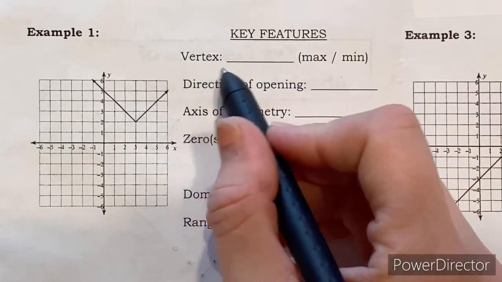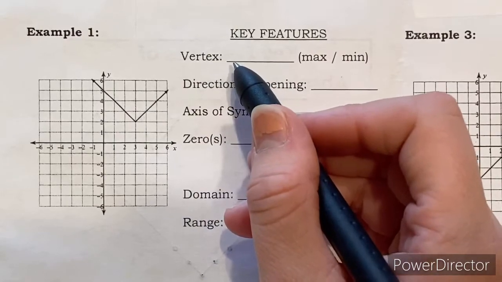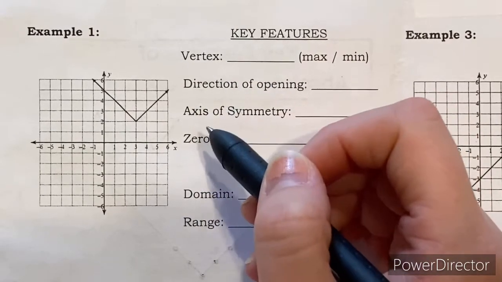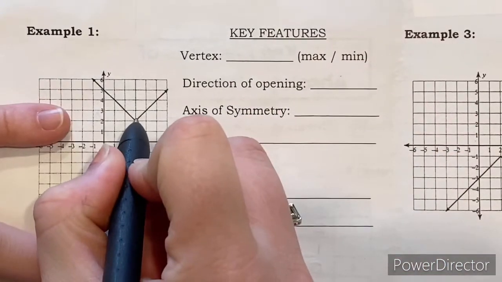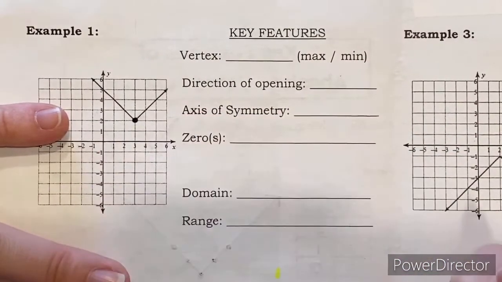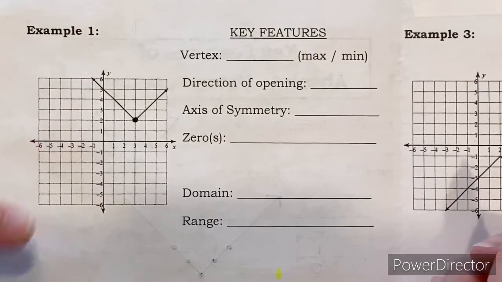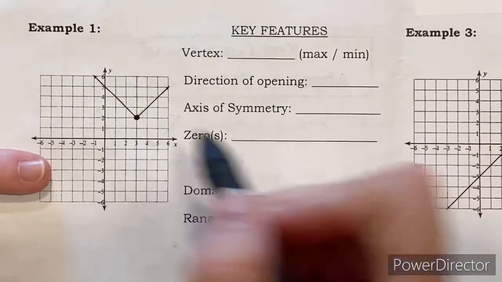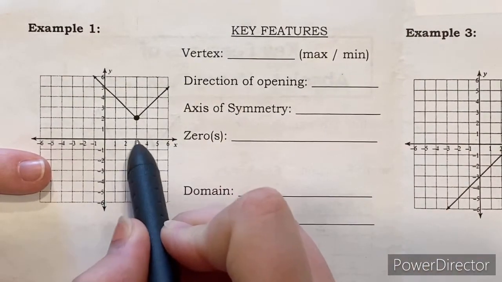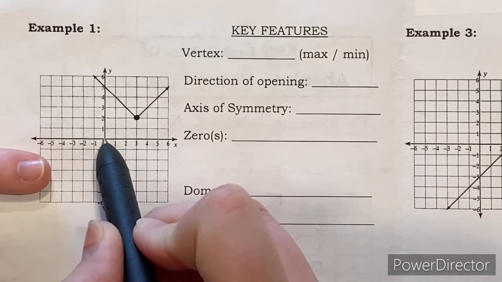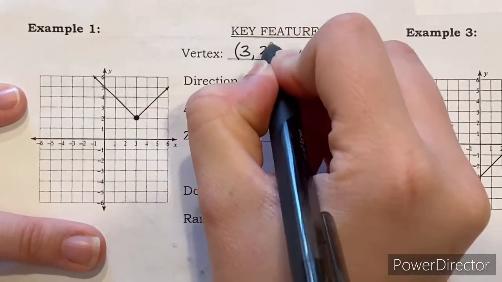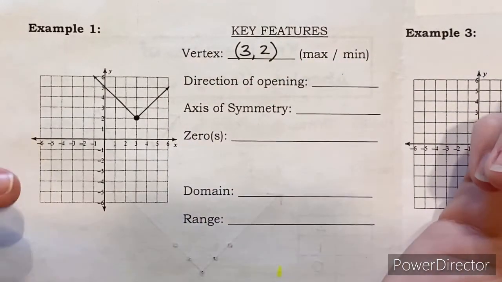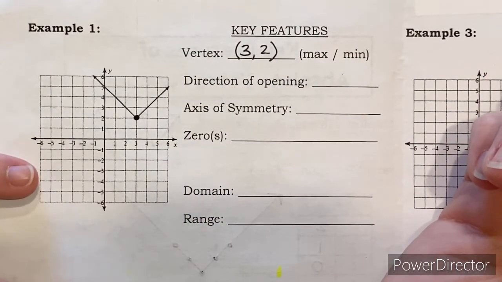So the first one is our vertex. Remember that our vertex is the very middle point of the graph. So it's the middle of the V. So here's my vertex. I always put a point if I don't actually see one, I put one there. And remember, vertex is always an ordered pair, so I'm going to grab the ordered pair of that dot, so that's going to be 3, 2. Remember, it's an ordered pair, so it has to be in parentheses.